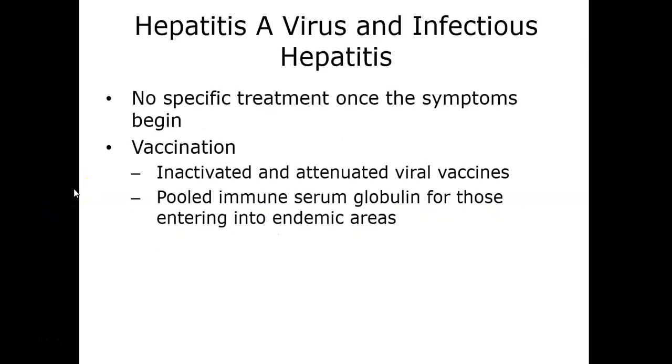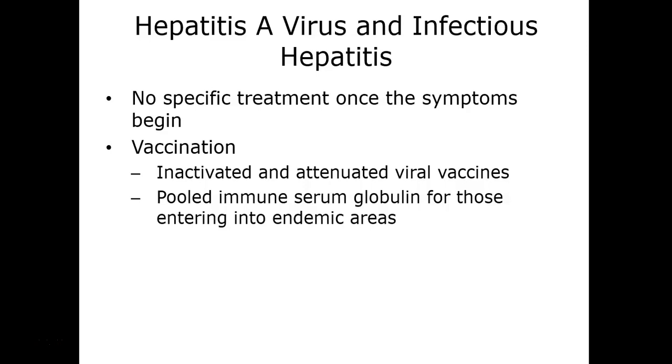There's no specific treatment once the symptoms begin. However, there is a vaccination. There is an inactivated and attenuated viral vaccine. There's also immune serum globulins for those who are entering into areas where the prevalence of hepatitis A is incredibly high. The inactivated vaccine is known as Havrix.